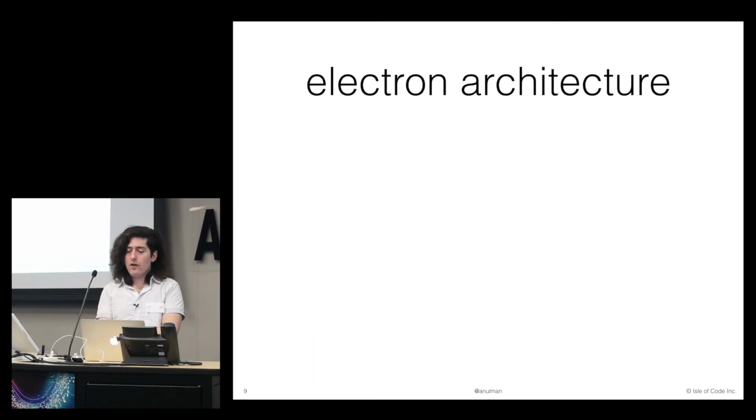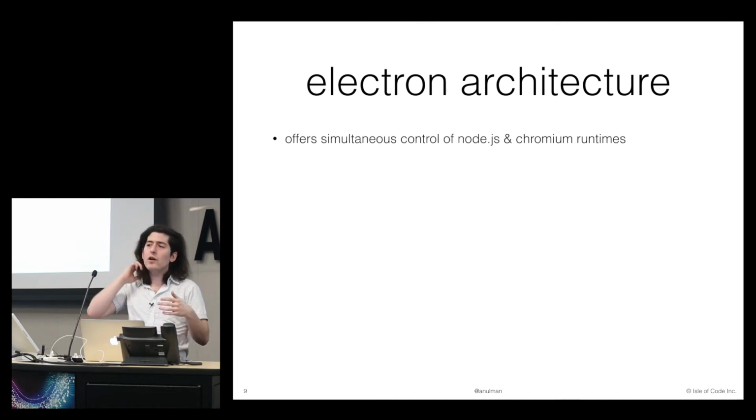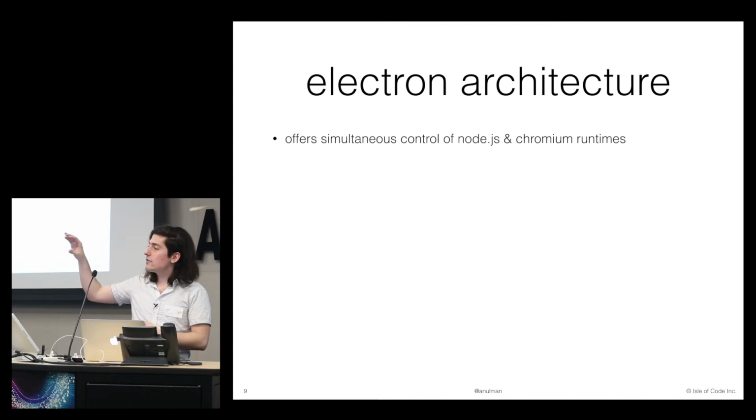In terms of architecture, like I said before, Electron offers you simultaneous control of the Node.js runtime as well as Chromium runtimes. What this means is it runs a long-lived Node.js process as its main process loop in the background, which can then, on the right commands, open browser windows, which are embedded Chromium processes, as renderer processes.